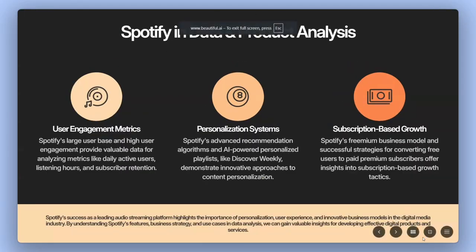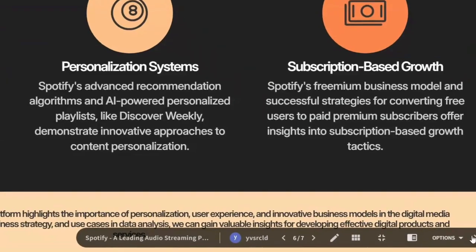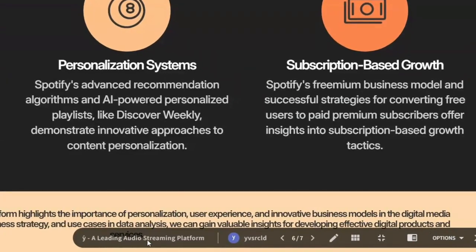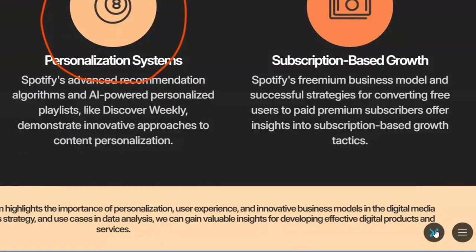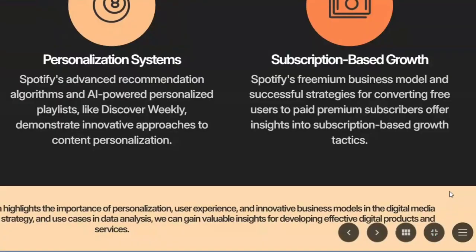For additional tools, click the menu icon shown as 3 lines. Inside the menu, you'll see the presentation title, your account, and the list of pages. You'll also find the pencil icon, which lets you draw or highlight directly on your slides. To stop drawing, click the pencil icon again at the bottom.